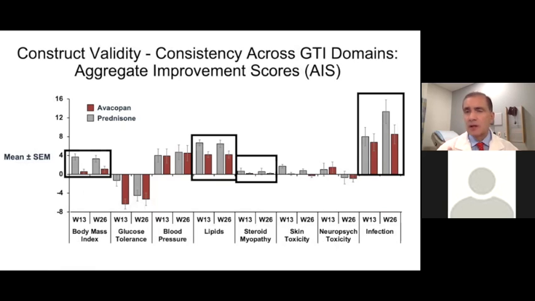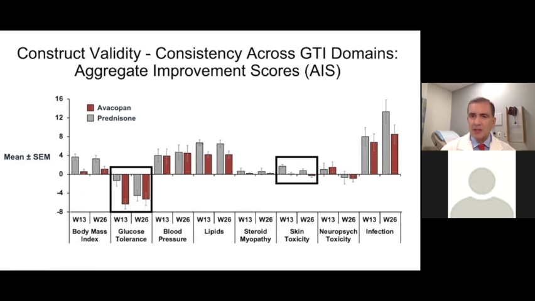And then if one looks at the aggregate improvement scores, again calculated from the same data set, you see that not only are there important differences in terms of less steroid toxicity in body mass index, lipid metabolism, steroid myopathy, and infections, there are also several domains, glucose tolerance, skin toxicity, and neuropsychiatric toxicity, where the patients actually had improvements over their baseline toxicity. And 70% of the patients in that trial were veterans of steroids. So they brought a lot of steroid toxicity to the trial, underscoring the importance of both of these scores in capturing the nuances of steroid toxicity.